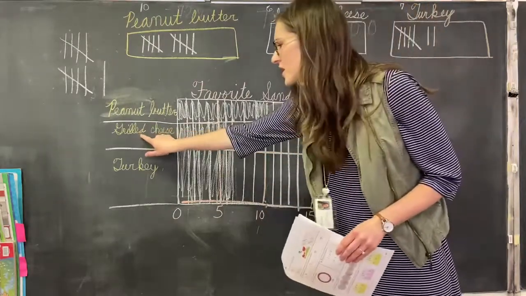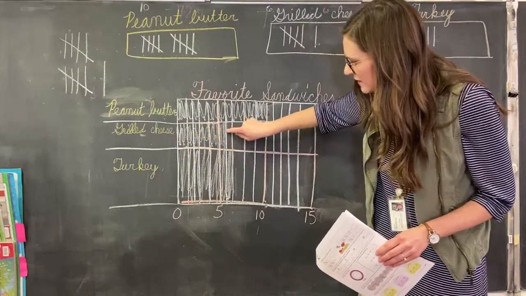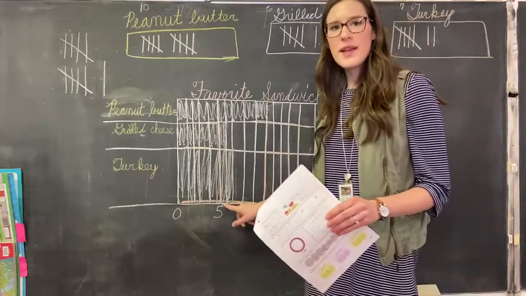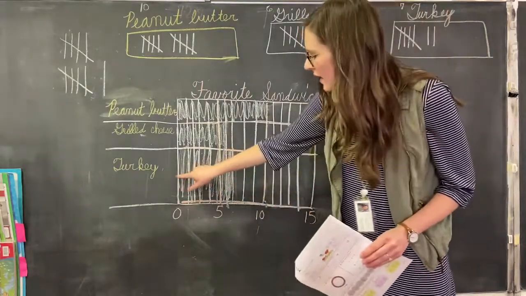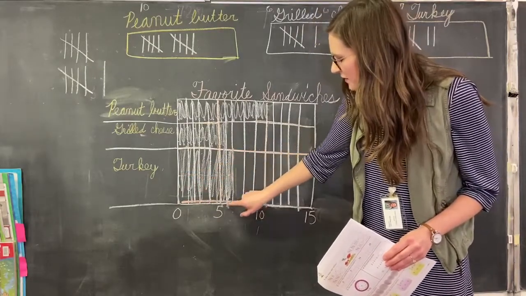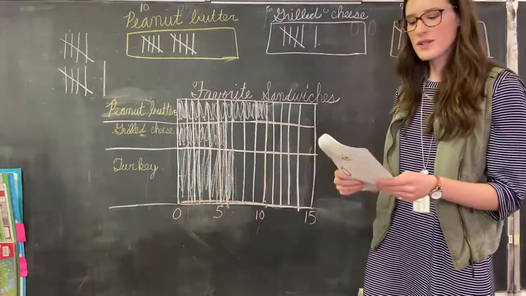If I looked at grilled cheese, I would go all the way over till I stopped coloring, which would be on this line right here. I would go down. It's 1 past 5, and the number that comes after 5 is 6. For turkey sandwiches, I'll go all the way over, stops right here. I would go down. It's 2 past 5, 5, 6, 7 students chose turkey as their favorite.